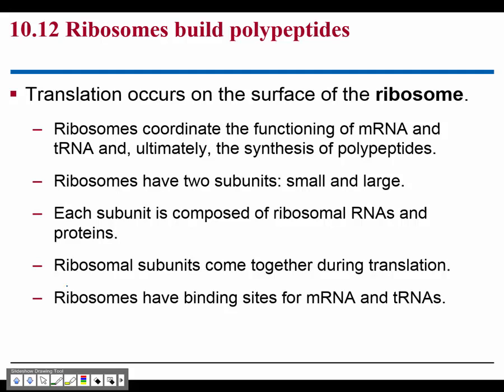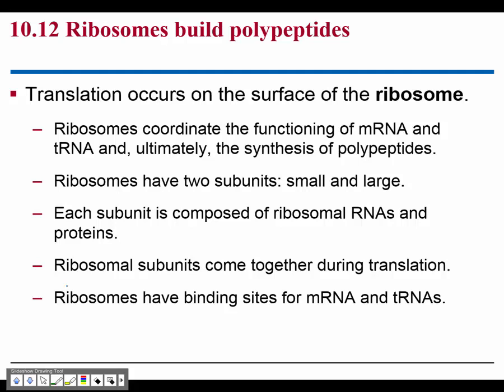Ribosomes coordinate the function of mRNA and tRNA, so they're kind of the job site manager that's building that house, and they coordinate all those different things. And there's two subunits to the ribosomes. Think of it like the manager and assistant manager, I guess. Each subunit has ribosomal RNAs and proteins. So ribosomes are made up of RNA and proteins themselves.